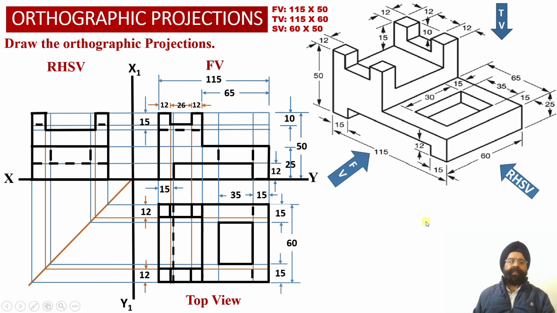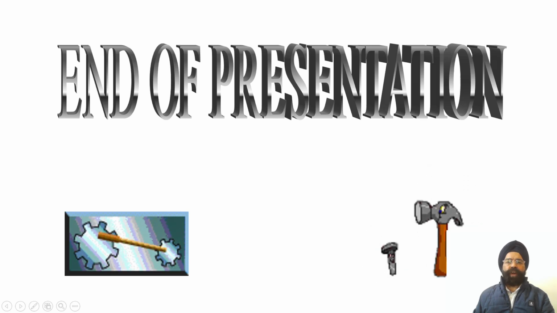So this way we have been able to obtain the orthographic front view projections, orthographic top view projections, and orthographic right hand side view projections corresponding to an engineering object, for which a 3D isometric projection view was available with us. So this is all for today.